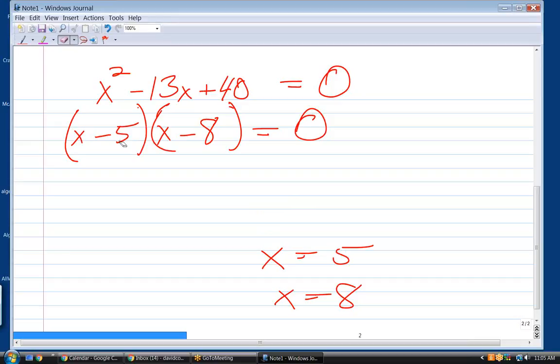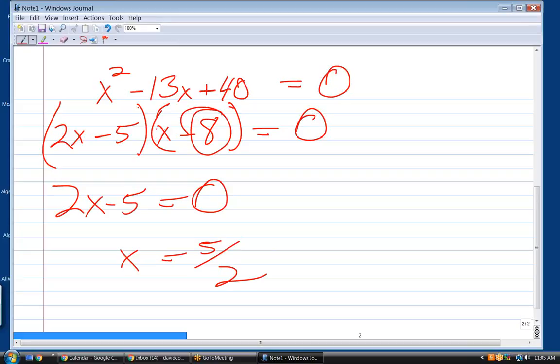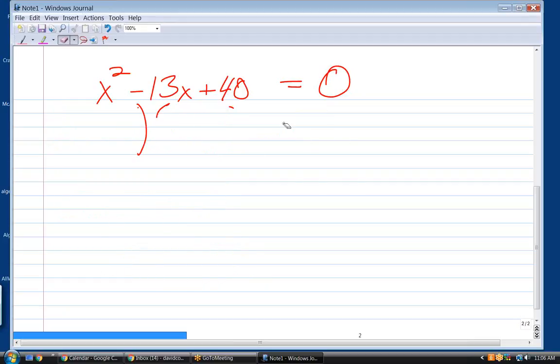Now, be a little careful. It's not always the opposite of this number. In other words, if one of these solutions was 2x minus 5, then the solution is not plus 5, it's 5 halves. I would set 2x minus 5 equal to 0, and when I solve that, I get 5 halves. So it's only the opposite of this number if the coefficient is 1 on that. All right. Okay. Yeah, that was much easier than I thought it to be.